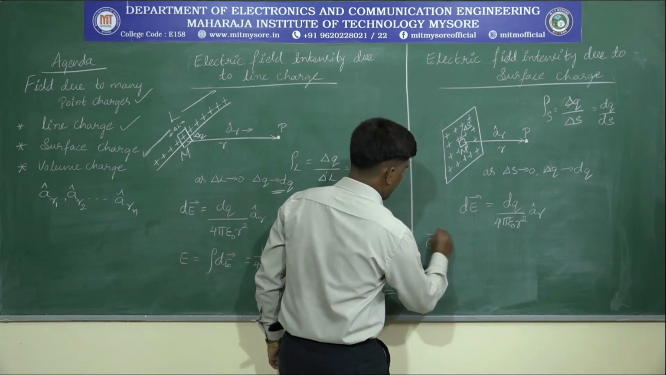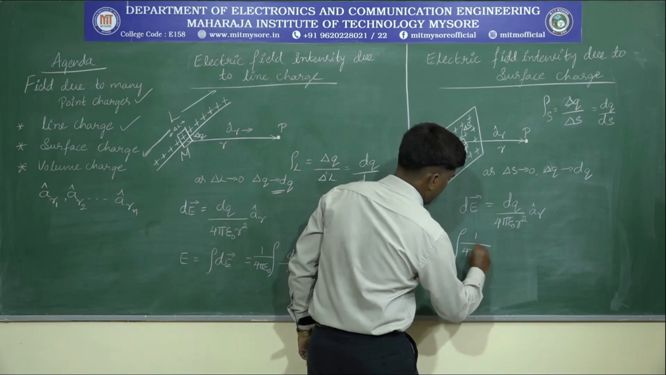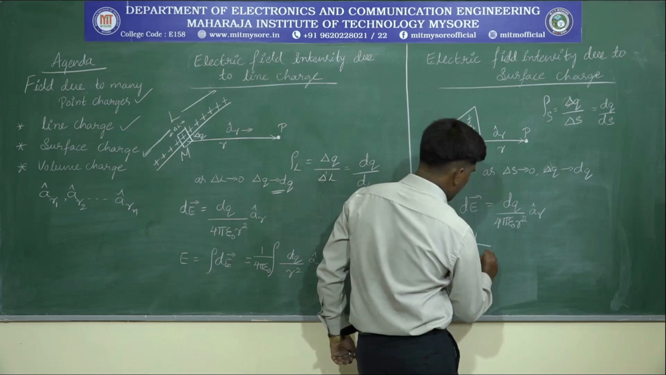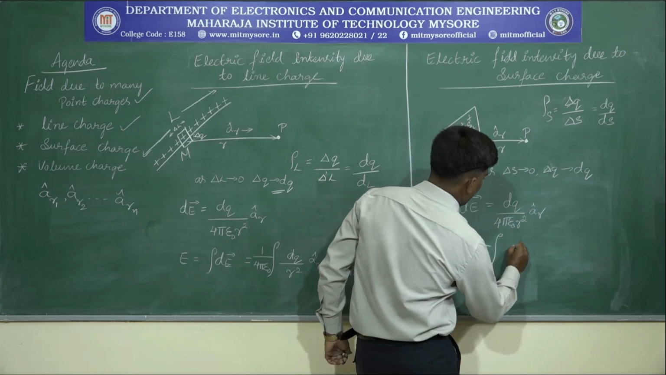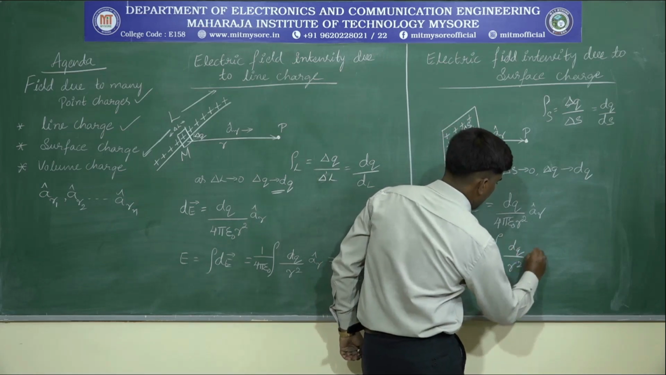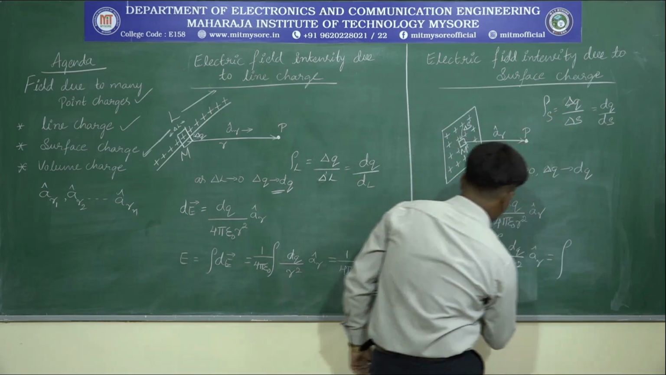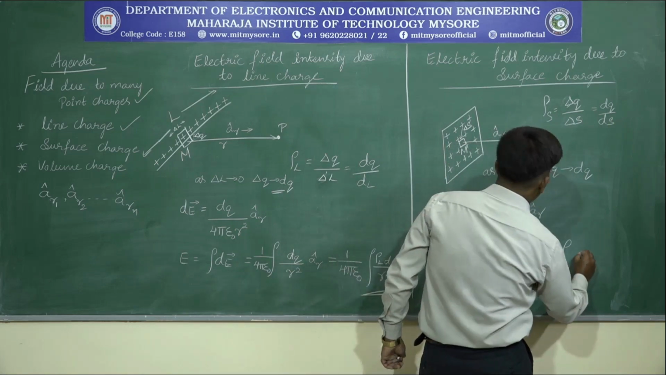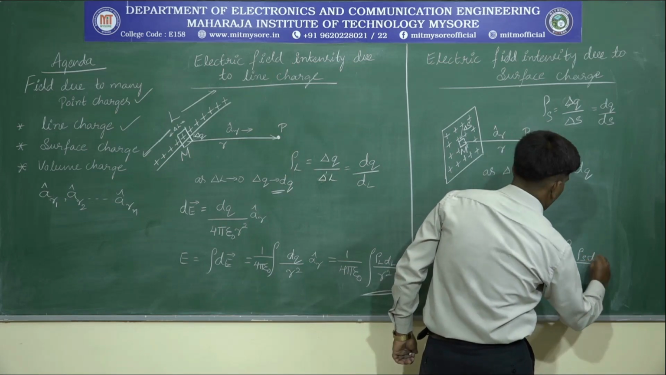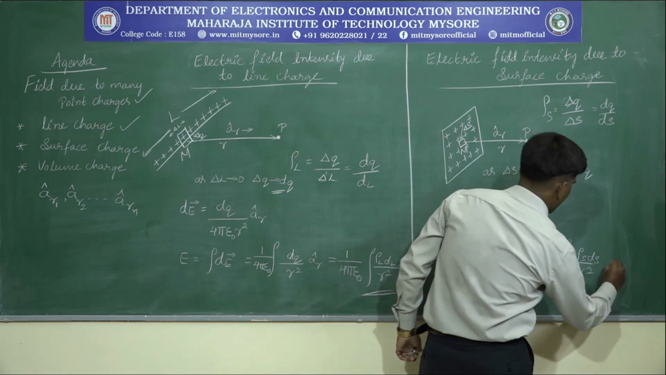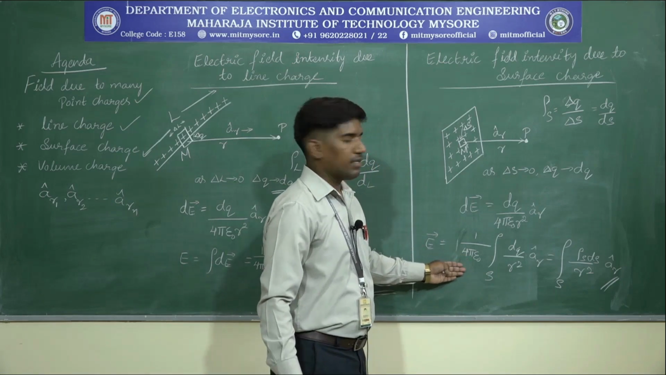Similarly, the overall electric field intensity due to surface charge is integration from 1 by 4 pi epsilon naught, which is common, take it outside, constant. So into dq divided by r square into a cap r. If I substitute dq is equal to rho s into ds, then this is a surface integral of rho s into ds divided by r square into a cap r. This is the electric field intensity due to surface charge.